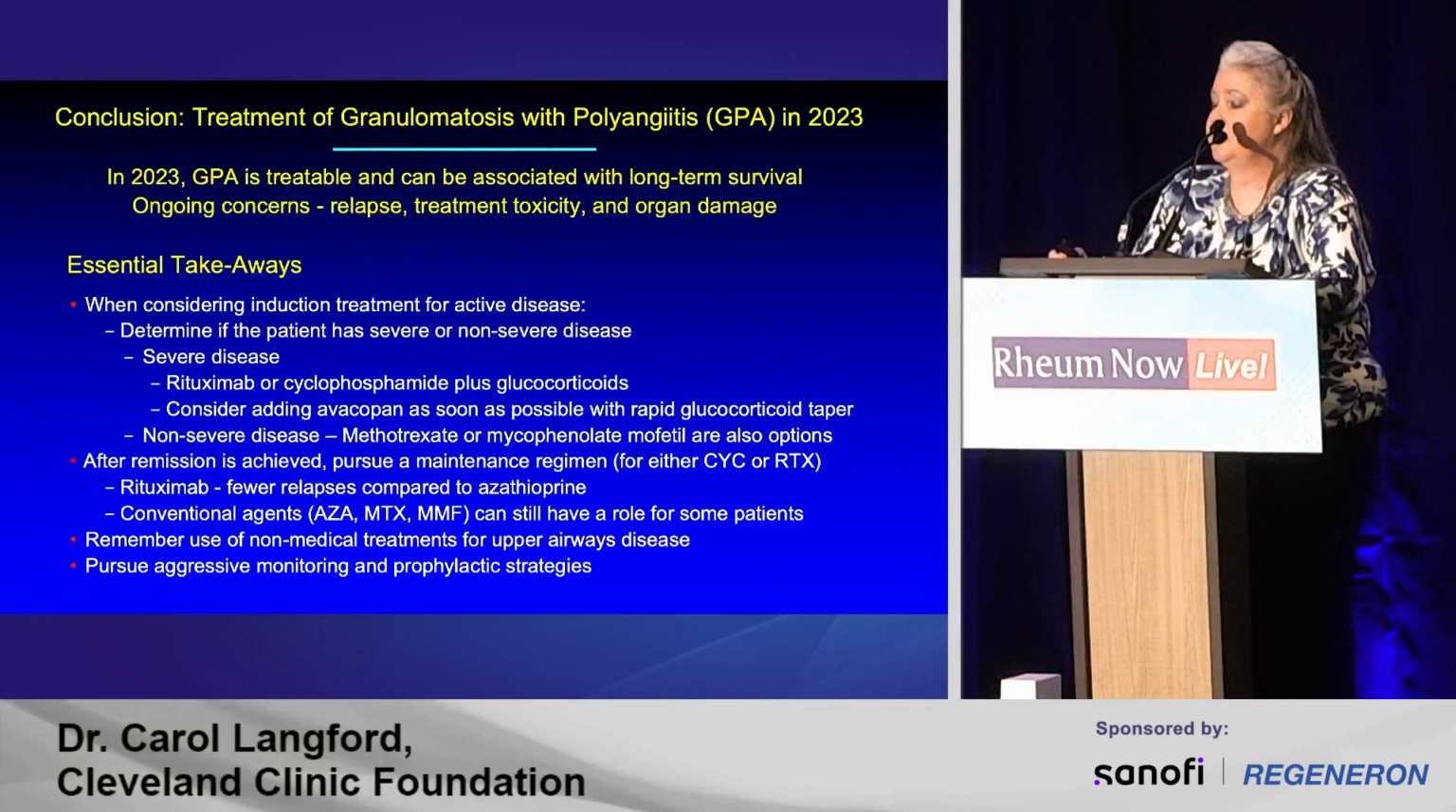After remission is achieved, you want to pursue a maintenance regimen, whether it's either cyclophosphamide or rituximab. We talked about rituximab having fewer relapses, but still the utility and availability of conventional agents. Do remember the use of non-medical treatments for upper airways disease and pursue aggressive monitoring and prophylactic strategies at all times.